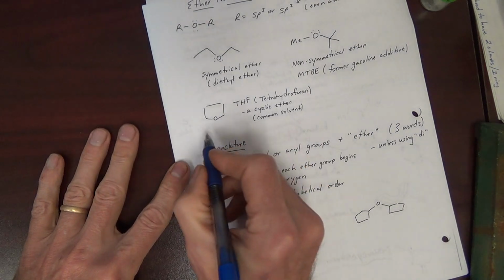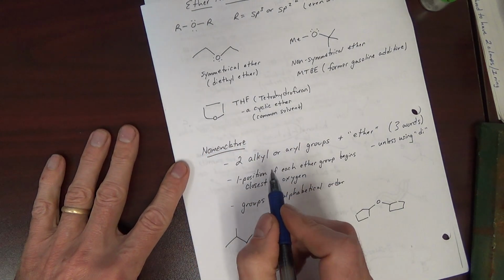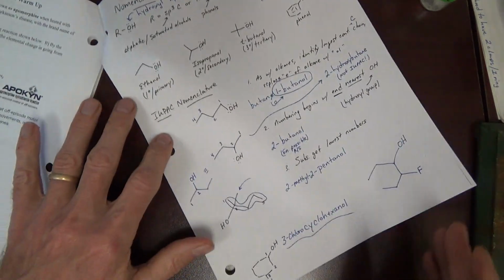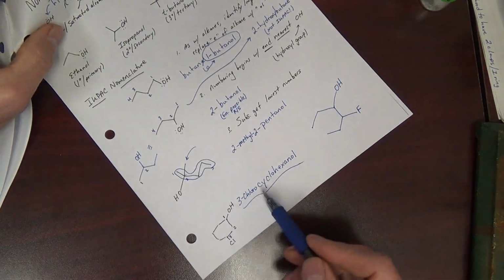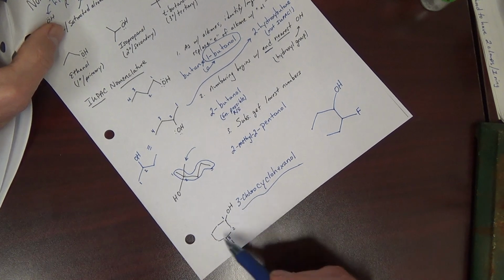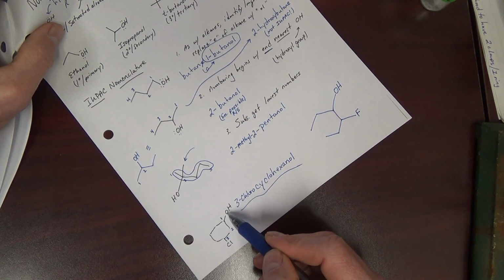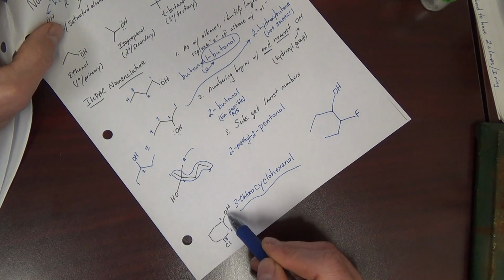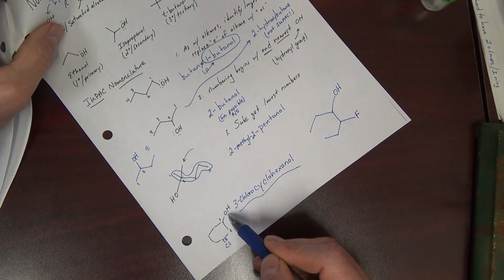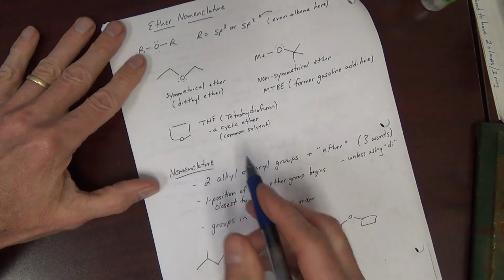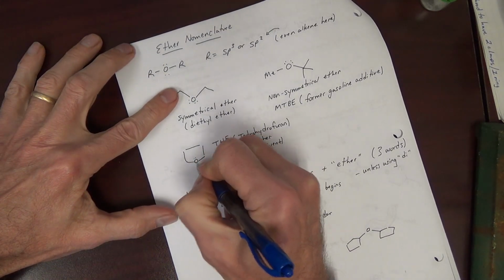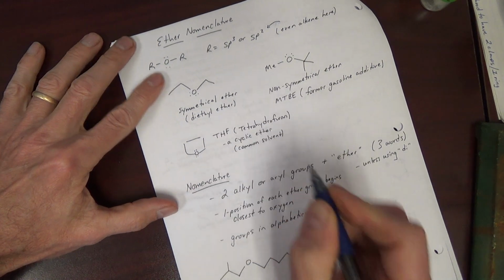We can also have cyclic ethers. Now you might call this a cyclic alcohol over here, perhaps. I don't know that I would say that. The oxygen, the OH, is bonded to a ring, but the oxygen is not part of the ring. It can't be. If it was part of the ring, it couldn't have an H on it, and it would no longer be an alcohol. But with ethers, the oxygen can be part of the ring.